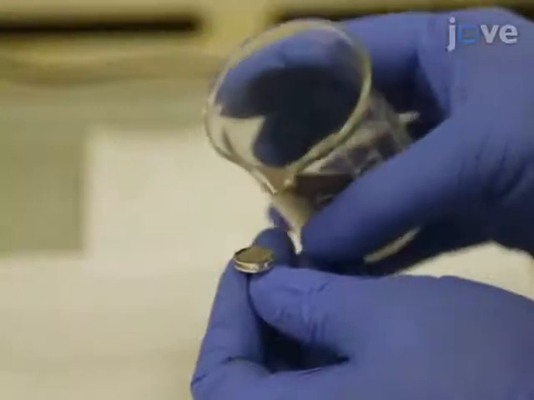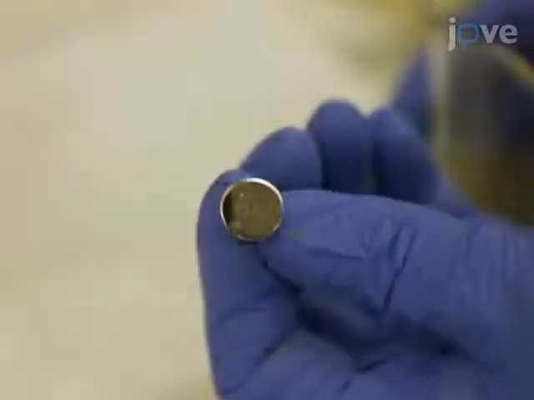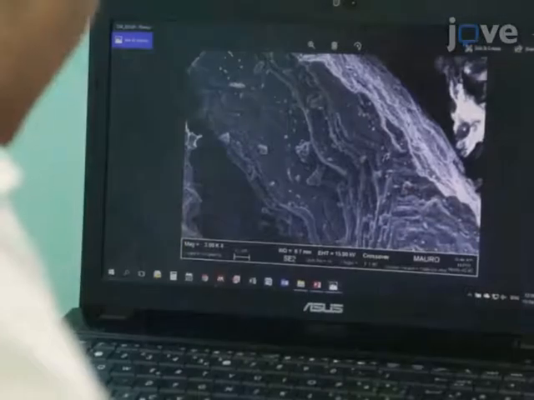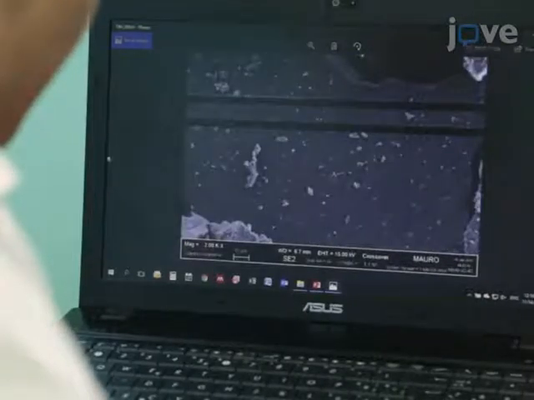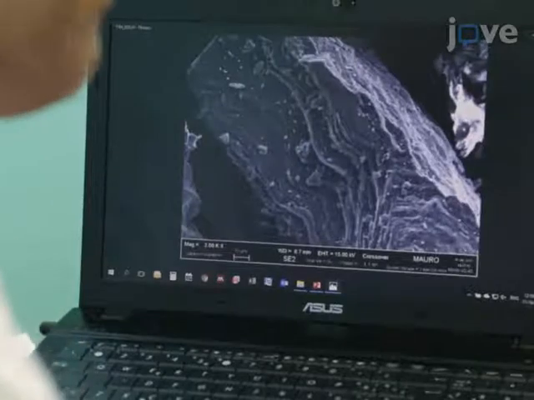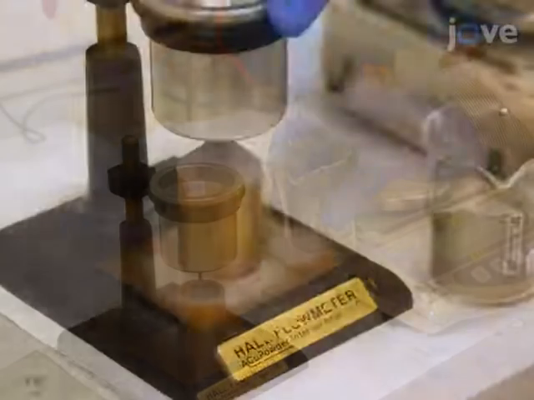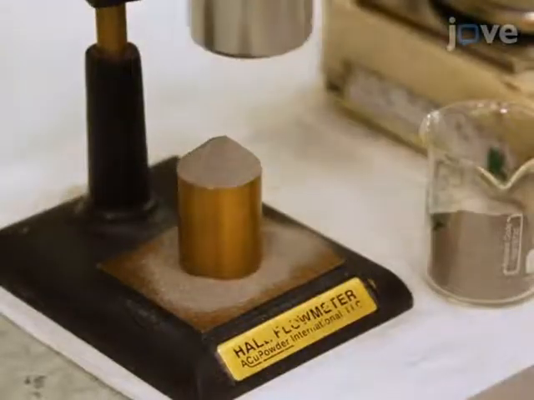Apply 3 grams of the titanium 6-4 powder to the sticky carbon tape. Place the pin in the specimen chamber of the FE-SEM and evaluate the morphology of the powder. Then, fill a 30 cubic centimeter pre-weighed container with the titanium 6-4 powder.